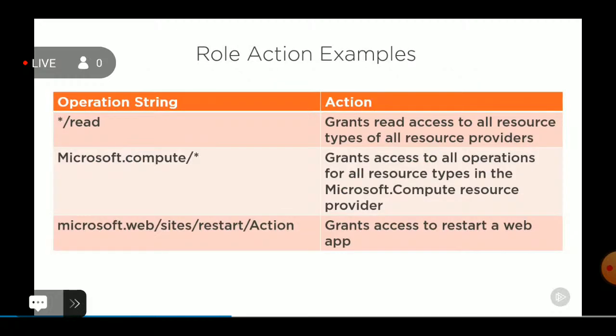So here we see the role action examples with the operation string and the resulting action. Now the wildcard is just that. It's a wildcard signifying all resources in that provider. We go from the broad-based non-least privilege principle to dialing it down to a single action on a single resource, as well as a combination of any. So we can get pretty creative with our custom roles.